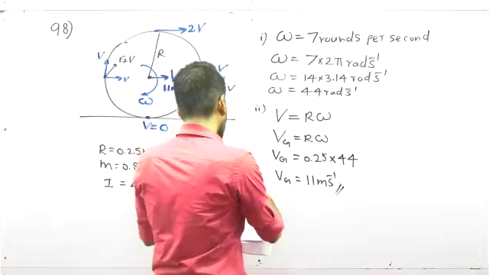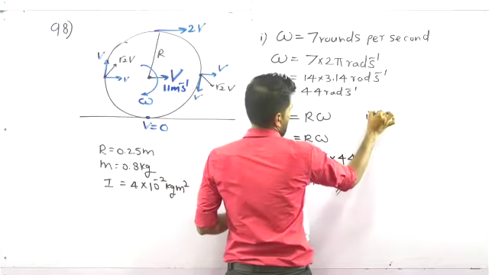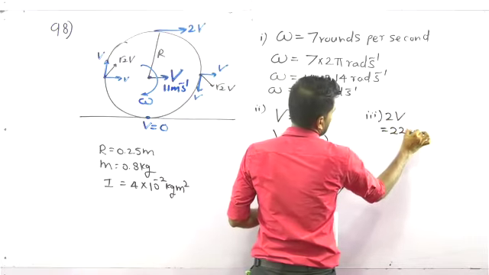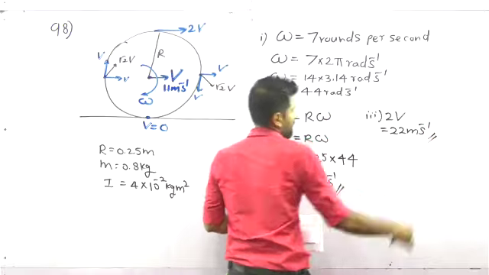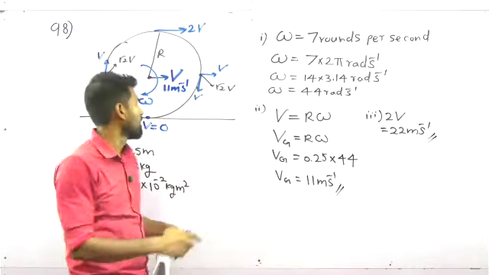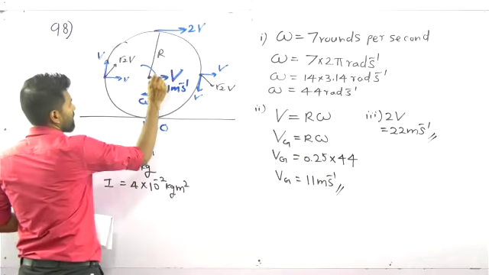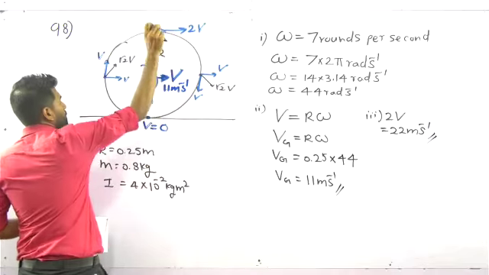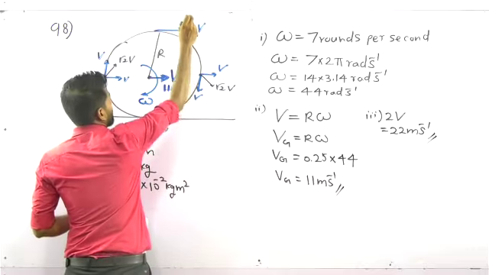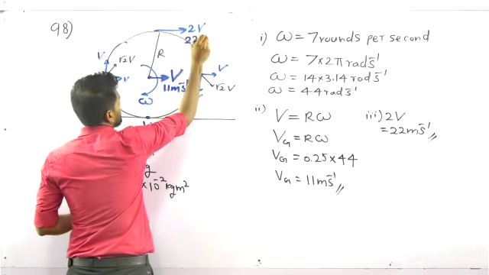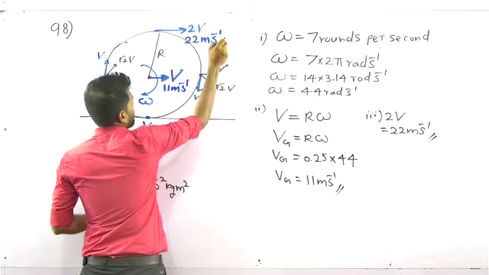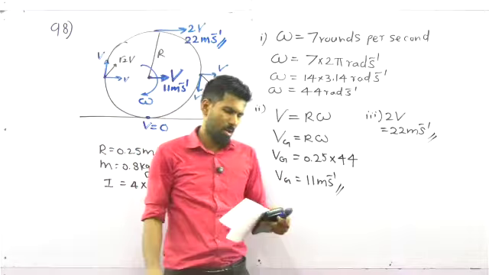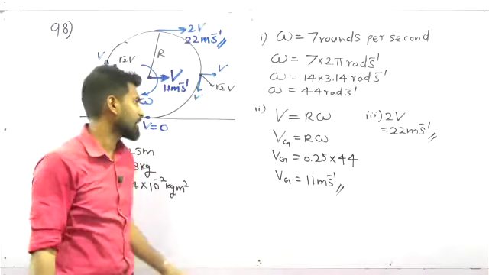Linear velocity of the topmost point. It's 2v, 22 meters per second. Can you remember the velocity profile? If the center is having a velocity of 11 meters per second in a rolling, the topmost point is 2v. What do you mean by that? 22 meters per second. Okay. Then total kinetic energy.